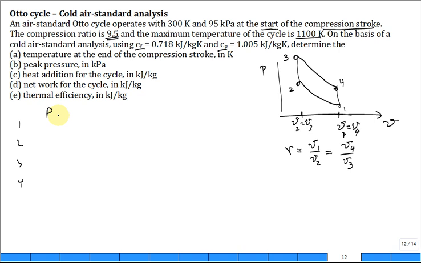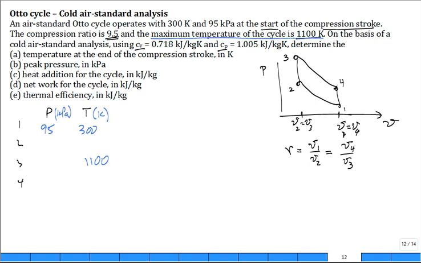What is the pressure? What is the temperature? Let's see, they gave me the pressure of 95 kPa at state 1 and 300 Kelvin at state 1. What other piece of information did they give me? So what is that maximum temperature? Is it at state 1, 2, 3, or 4, or somewhere in between? It's at 3. Is that true? Is it 1100 Kelvin? So I have 3 pieces of information already in the table.